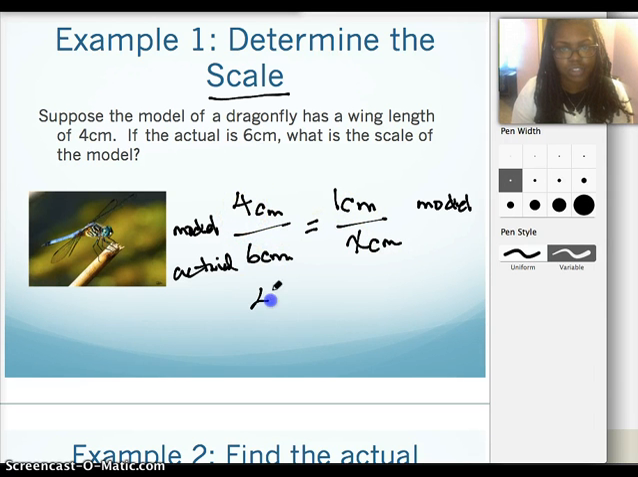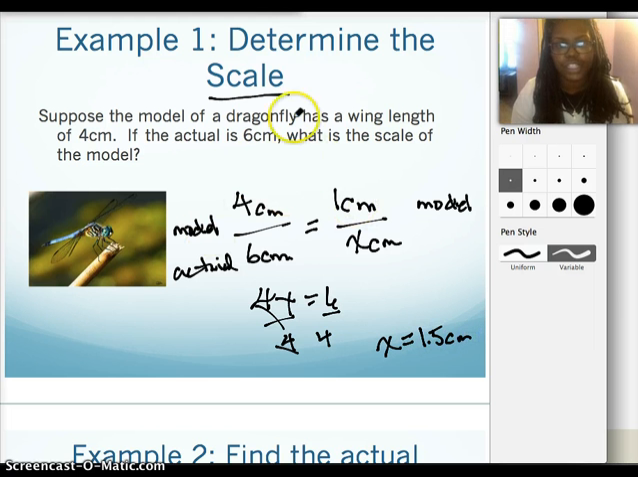4 times x is going to give me 4x. 6 times 1 will give me 6. I'm going to divide both sides by 4 in order to figure this out, and I get that x is equal to 1.5 centimeters.